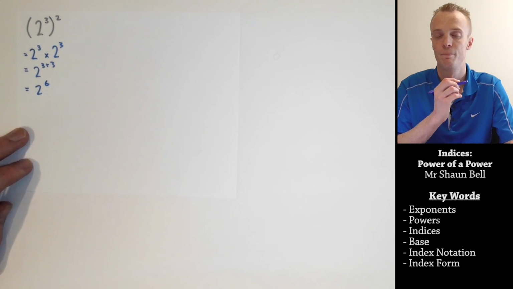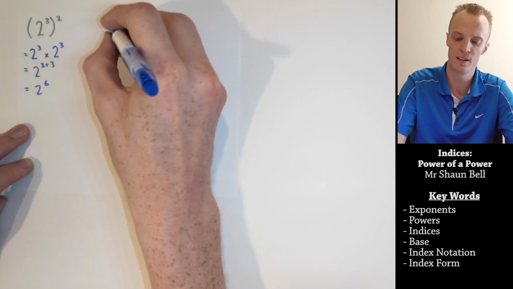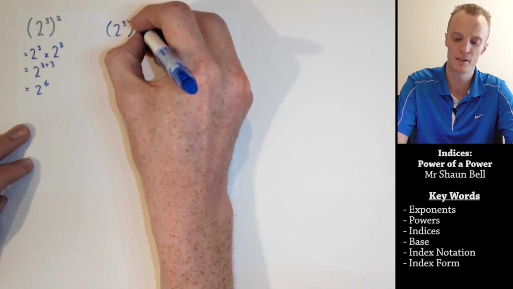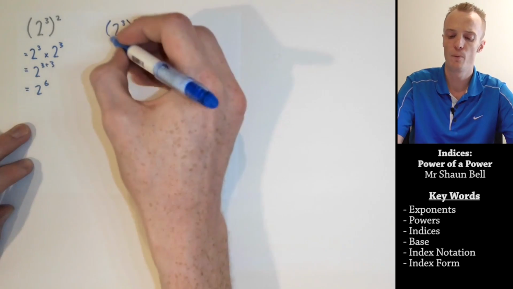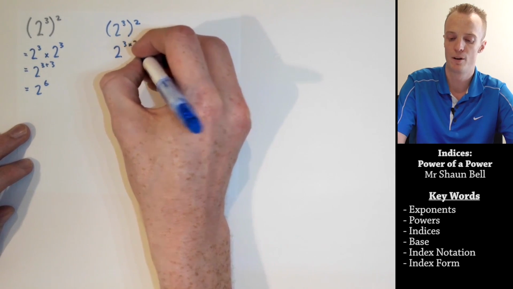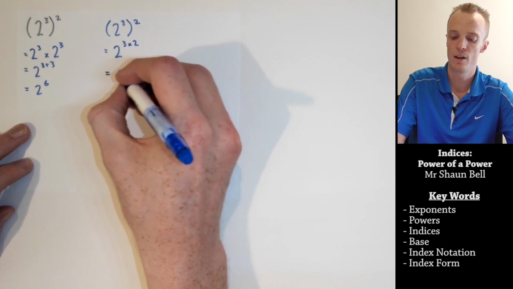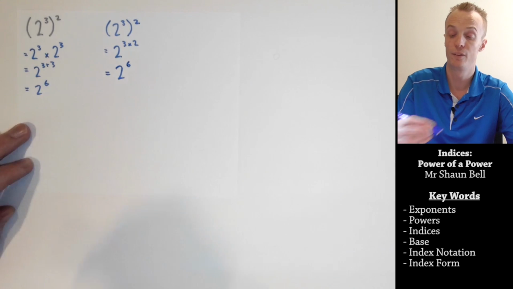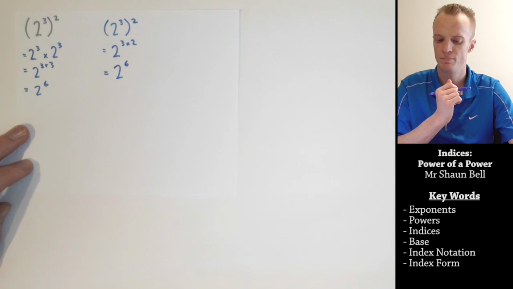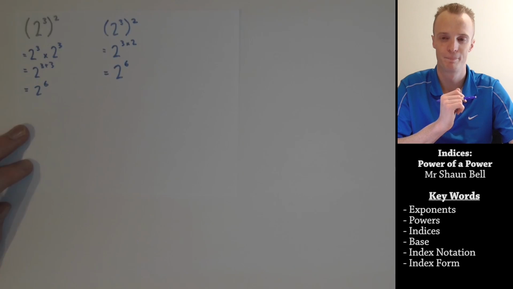Now I want you to consider the same problem for a moment. We've got 2 to the power of 3 raised to the power of 2. If we take the base and multiply the exponents like this, we end up with 2 to the power of 6, which is the answer that we had before. Interesting. Let's take a look at another problem.